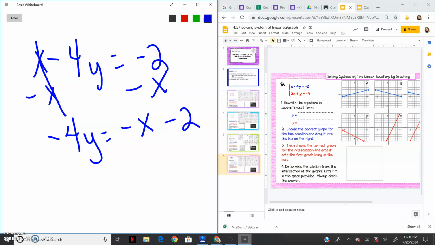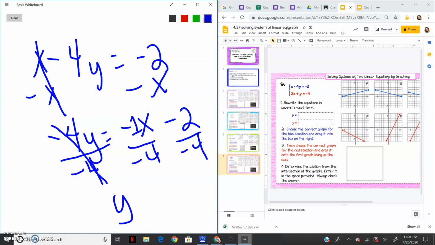Okay, now you're going to divide by 4. Not just 4, but negative 4. Now, here's the thing. What's the coefficient of x? It's not just negative, it's negative understood 1. So remember, this cancels and I have y all by itself.